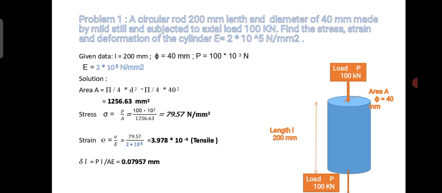Okay, then the next one is strain. Now strain is equal to sigma divided by E, that is stress divided by modulus of elasticity. So we are getting strain equal to 3.978 into 10 raised to minus 4.